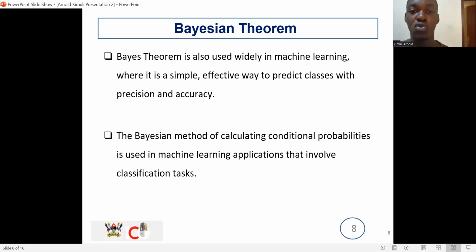Bayesian theorem is also used widely in machine learning, where it is a simple, effective way to predict classes with precision and accuracy. The Bayesian method of calculating conditional probabilities is used in machine learning applications that involve classification tasks.